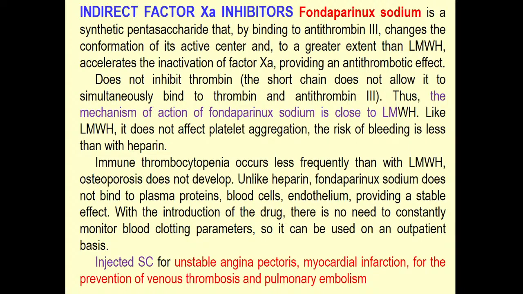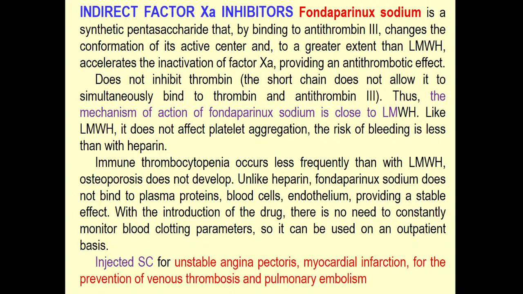Thus, the mechanism of action of fondaparinux sodium is close to low molecular weight heparins. Like low molecular weight heparins, it does not affect platelet aggregation. The risk of bleeding is less than with heparin. Immune thrombocytopenia occurs less frequently than with low molecular weight heparin. Osteoporosis does not develop.